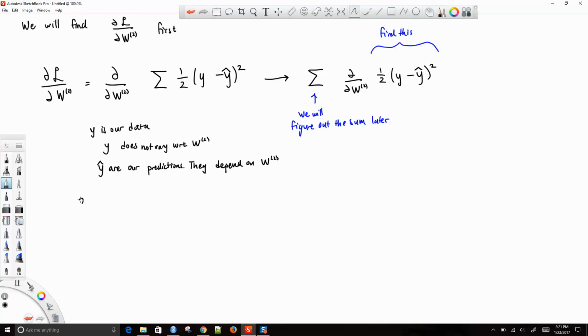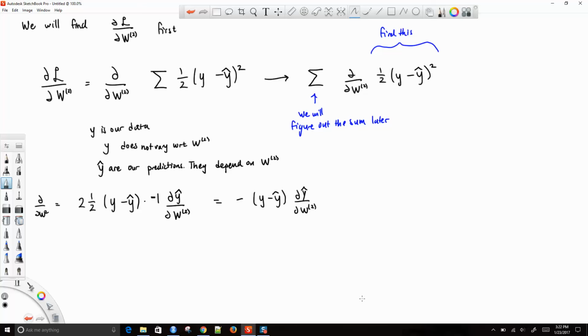So when we take this derivative, we multiply the 2 times the 1/2, and we get y minus y hat there. Then we have to apply the chain rule, so we're going to have a -1 times the derivative of y hat with respect to W2. So all of this just becomes negative (y minus y hat) times dy hat with respect to W2.